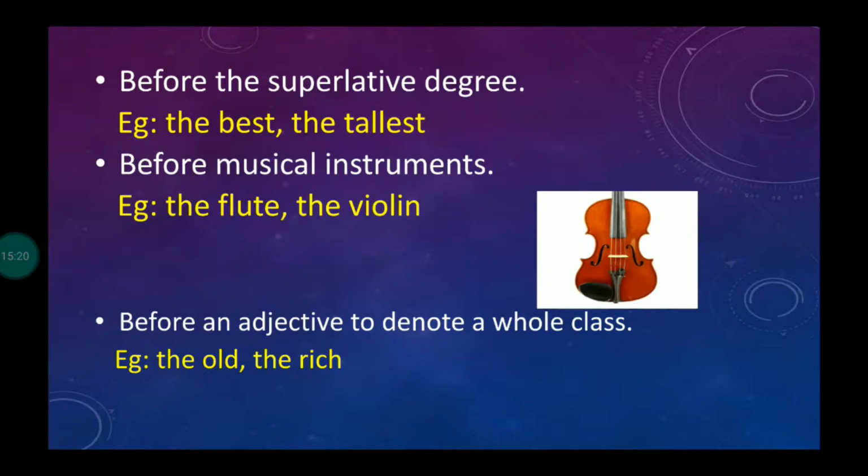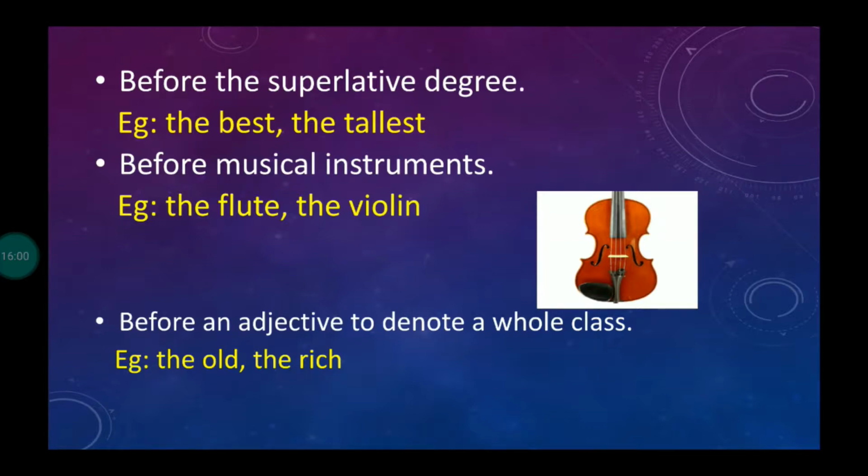Then we also use the before words in the superlative degree. There are 3 degrees of comparison: positive, comparative and superlative. Whenever in any sentence you are talking about the superlative degree, you will always use the: the best, the tallest. He is the best boy in the class, he is the tallest man in the world, or Mount Everest is the tallest peak in the world. We also use the before musical instruments. For example, the flute, the violin, the guitar, the sitar, because that stands for the whole group of musical instruments.